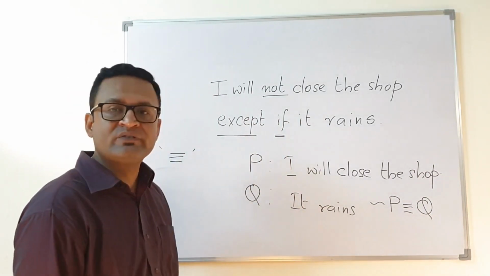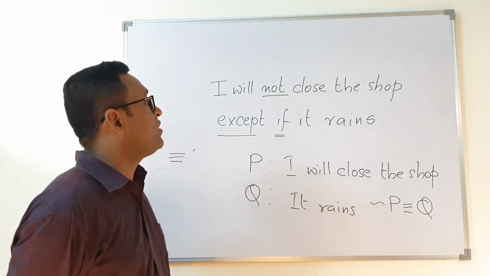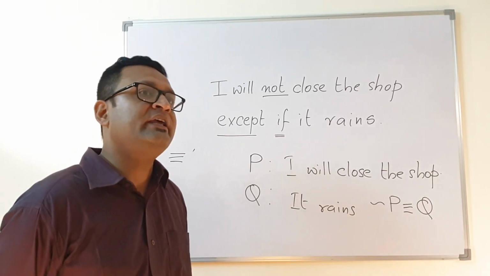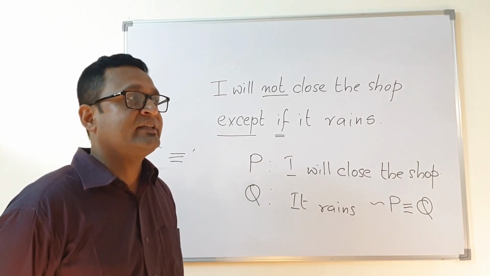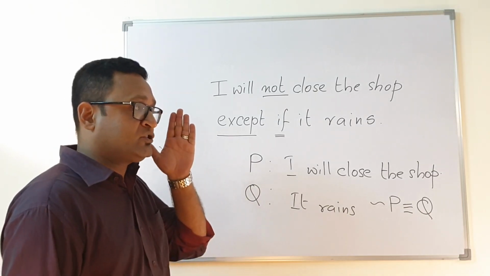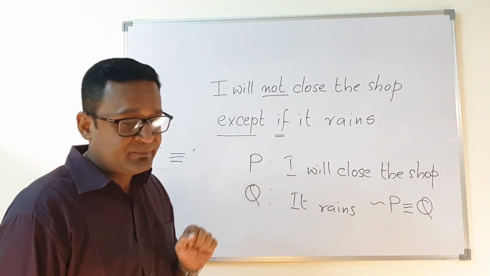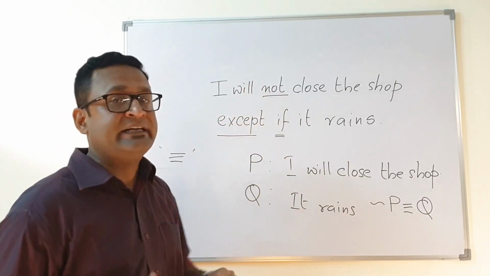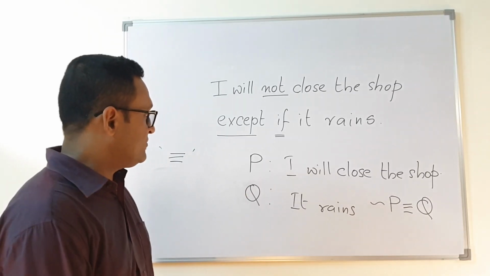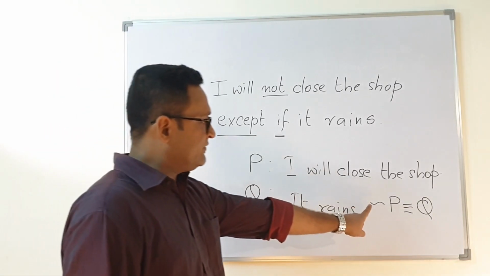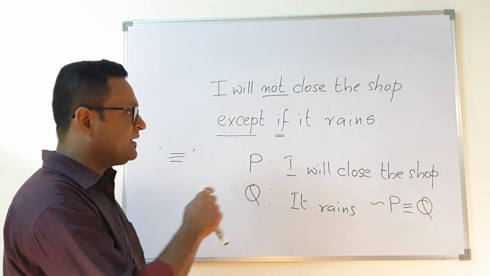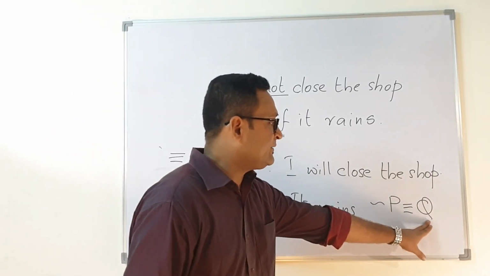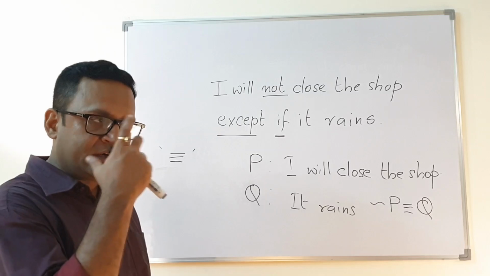However, in the question, if you see, it says I will not close the shop except if it rains. It means that the shop will be closed only when it will be raining, right? That means if the shop is closed, it means it is raining. If the shop is open, that means it is not raining. That is the understanding which this sentence is trying to tell us. So now if you see this expression, I will not close the shop, and here it means that it is raining, so this is not giving the expression.